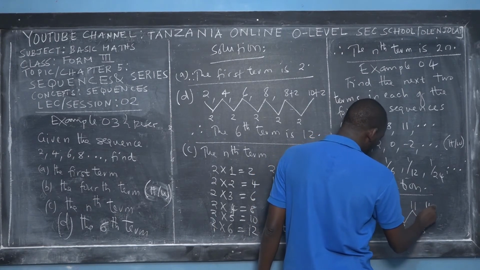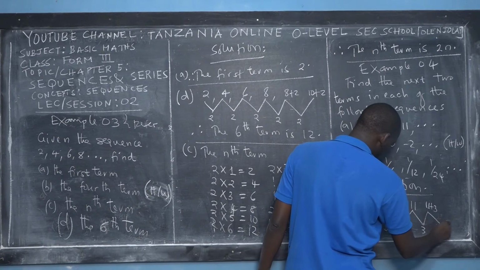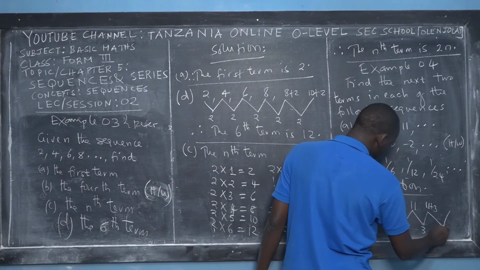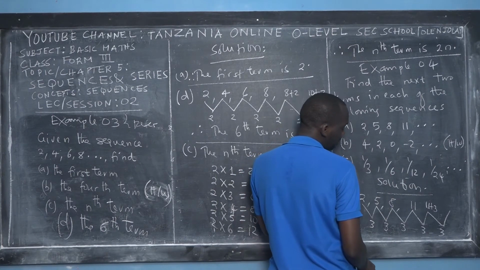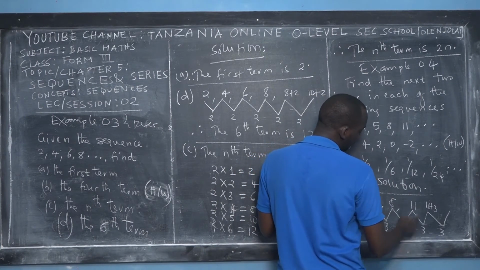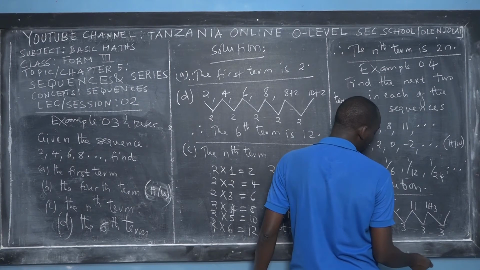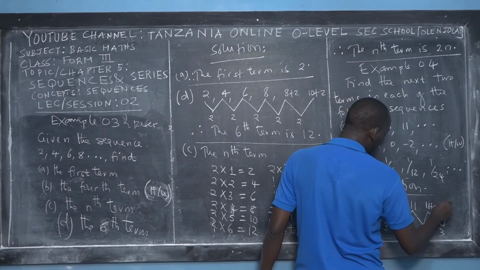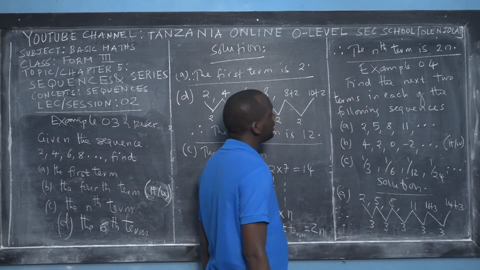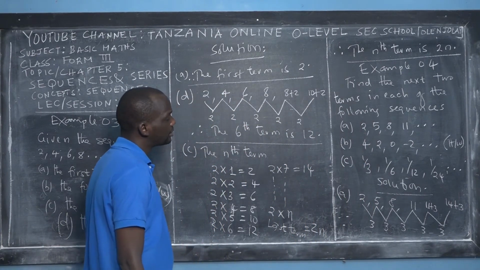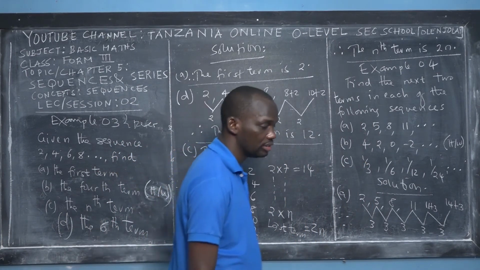So the difference to the next unknown term is 3. In this case it will be 11 plus 3. And the term after that, the difference between the fourth term and the fifth term will be 3. So 11 plus 3 is equal to 14, and then 14 plus 3 is 17. So the next 2 terms for that case will be 14 and 17.